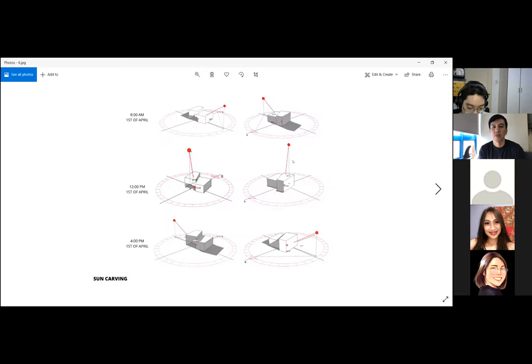So, for my sand carving, I studied the rotation of the sun in the month of April, since that's the hottest month for us. From around 8 a.m., at the back, this is the north. Usually in summer, the sun doesn't hit the north side, so it allows cool air to pass through the structure so it's not too hot.